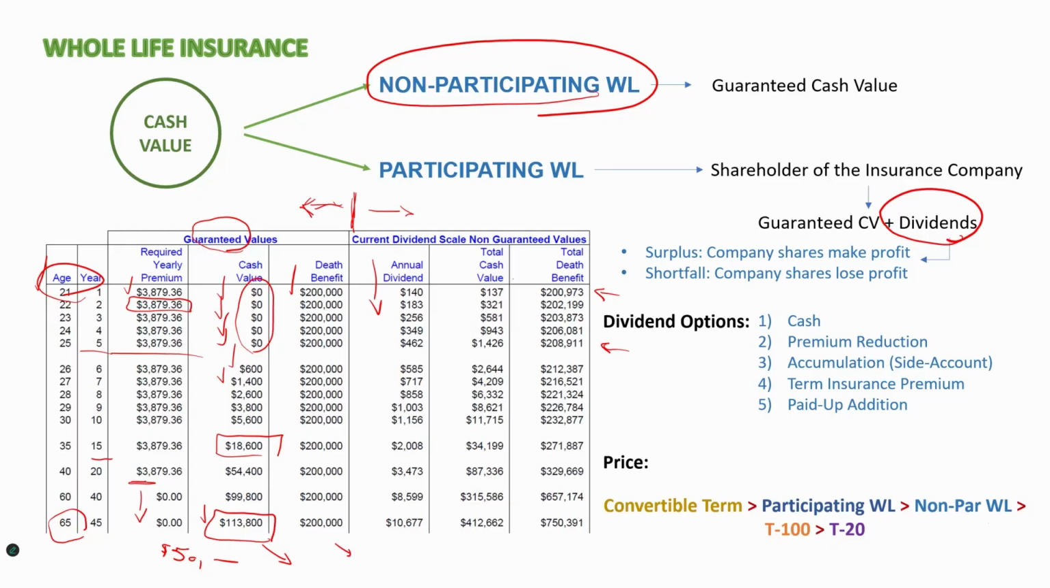Obviously, if they get a term and they want to convert it at age 30, they have to pay much more. So that is why overall, apples to apples, if we're comparing the length of time the person is going to stay alive, convertible term is going to cost more. Then it's participating whole life, and after that, it's non-par whole life. T100 obviously is more expensive than T20 because they're transferring more risk. It's a longer period of time.